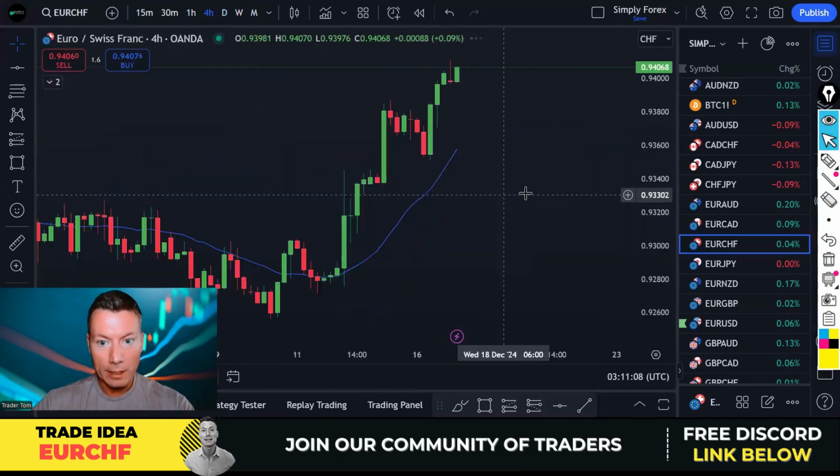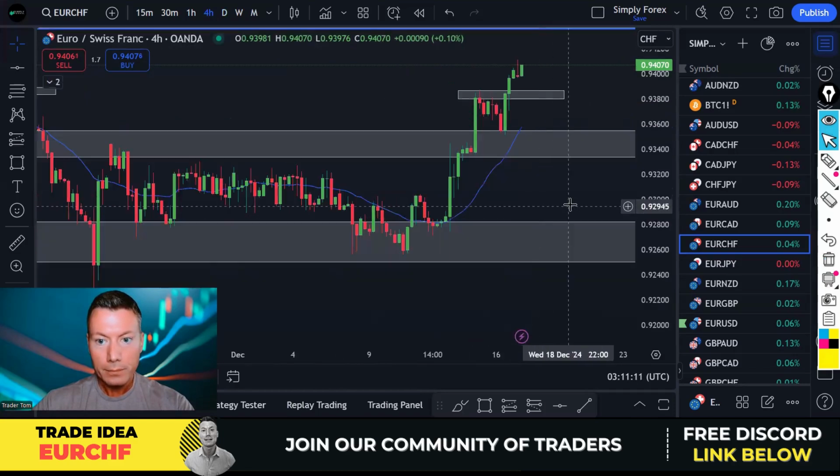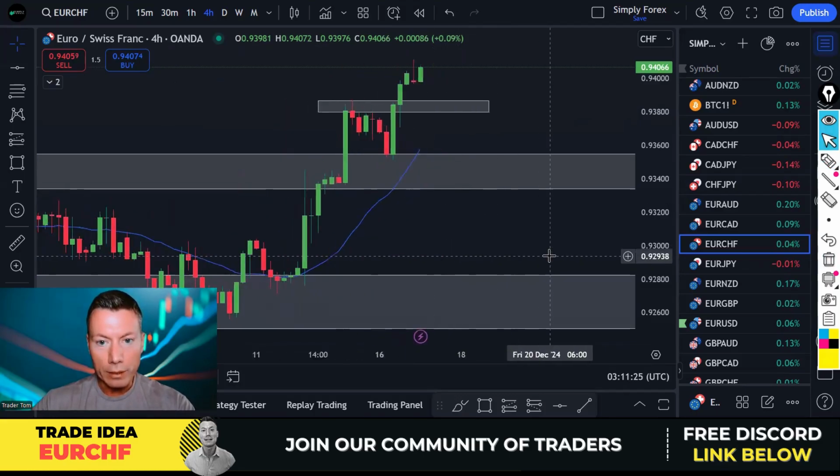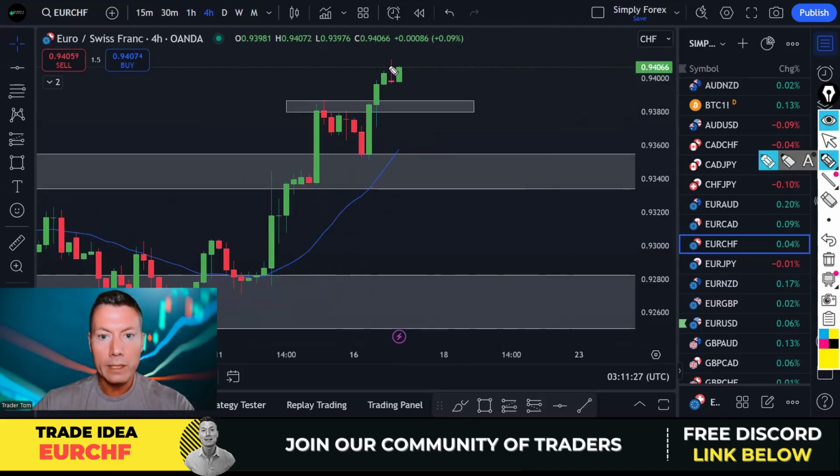If we drop down to the H4 now, again, I'm exactly where I want to be. We're in an uptrend, higher highs, higher lows. But we just need a bit of a retrace. We need some value. I don't want to start buying up here. There's no value. So what I want to see is a retrace into this area. What was once resistance becomes support.